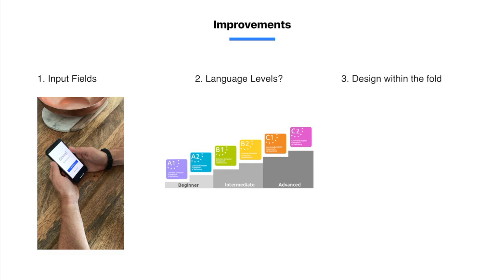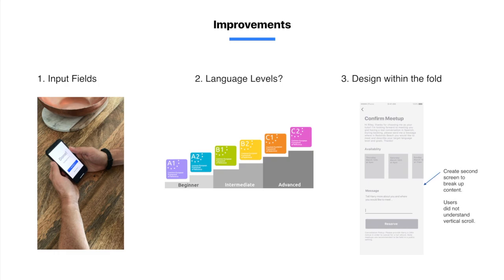And third, 2 of the users did not know they needed to scroll vertically in order to press the CTA to reserve a meetup. My solution: I need to break up the content of the reserve meetup page by designing a choose date page as one screen and write a message and confirm as the second screen. There were a few more improvements I needed to make with the language learning course and testing my bot practice feature, which in the next iteration I plan to do.